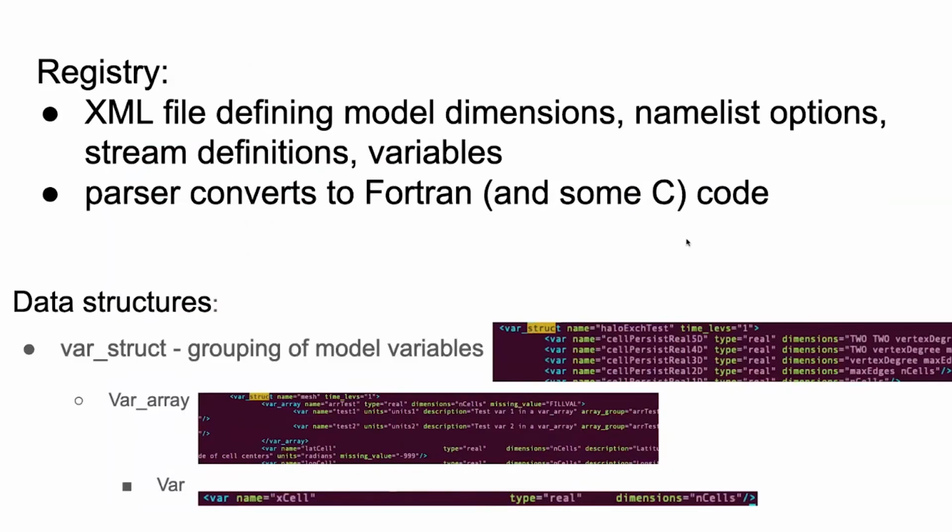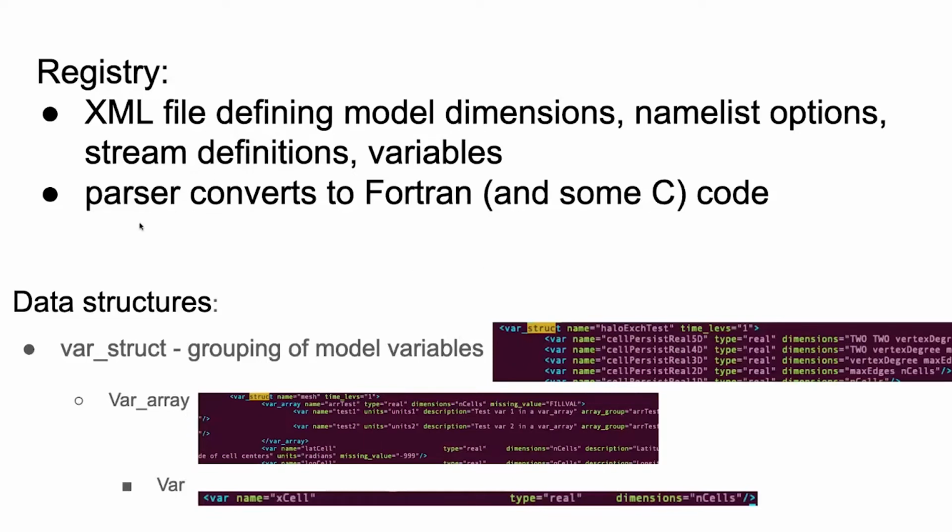So I'll have a couple slides kind of describing how registry works. So it's an XML file that defines all of the dimensions, namelist options, stream definitions, and variables that the model you're building will be using. And the idea is that you define them in a simple XML format, and then there's a parser, which I mentioned on the previous slide, that will convert those XML definitions into Fortran and a little bit of C code. So to avoid tedious duplication of having to write duplicate routines for every single variable, for instance.